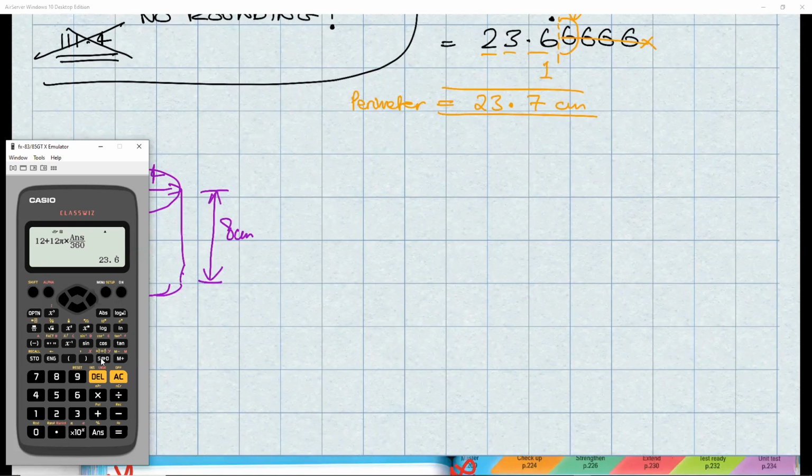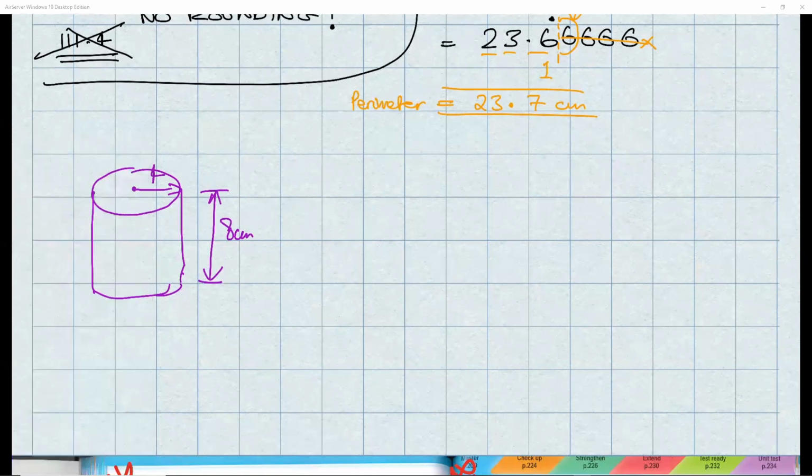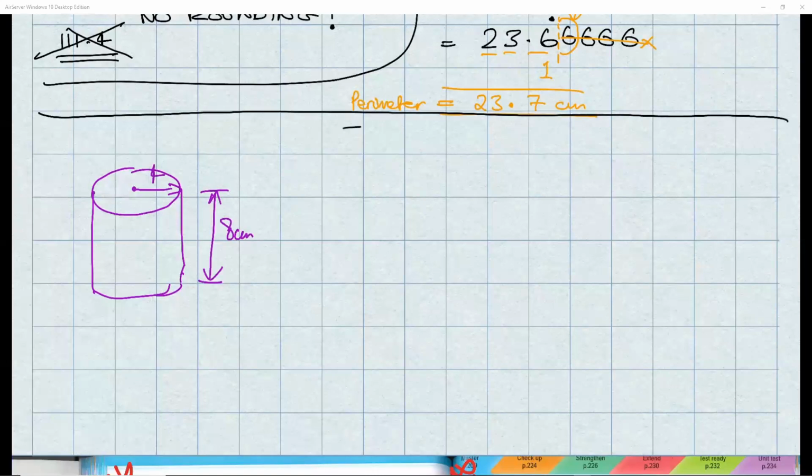Right, let's have Inaya, please, join me. Let me move my calculator out of the way. And let's quickly recap how we work out the total surface area of this cylinder. So we are doing some more revision on the total surface area.